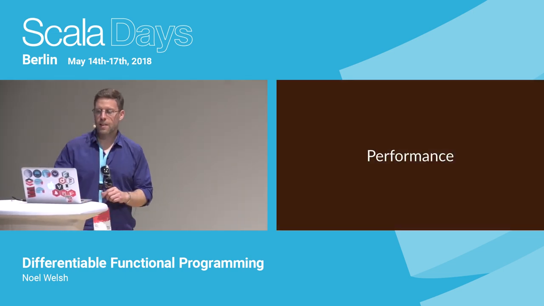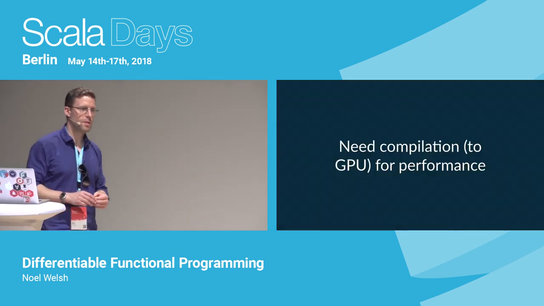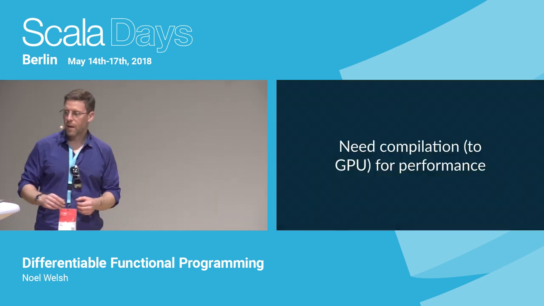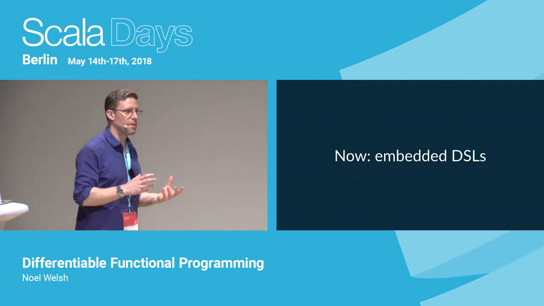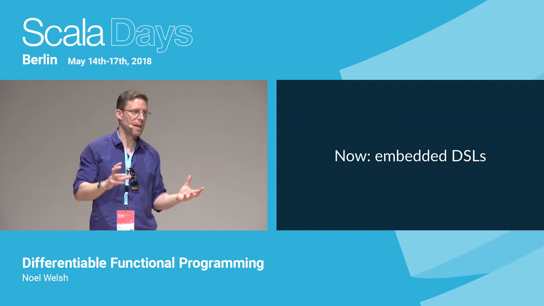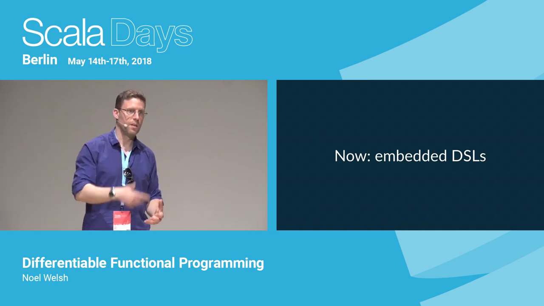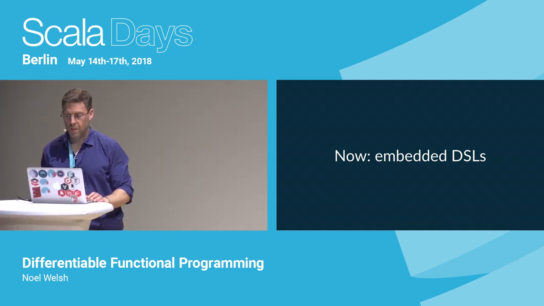The final thing is performance. We need to compile to the GPU for performance reasons. How do we do that? Well, the way we do it now is we have these embedded DSLs. This is why TensorFlow is so awful. It's because you're building up basically its abstract syntax tree directly, so we can then go and walk that and compile it. What are we going to see in the future?